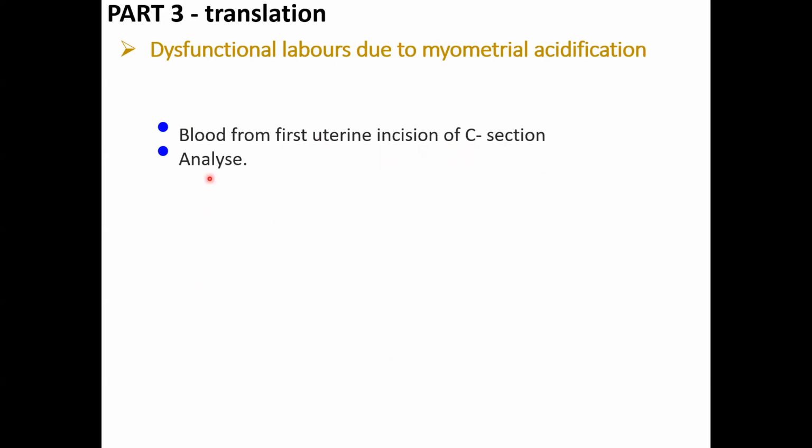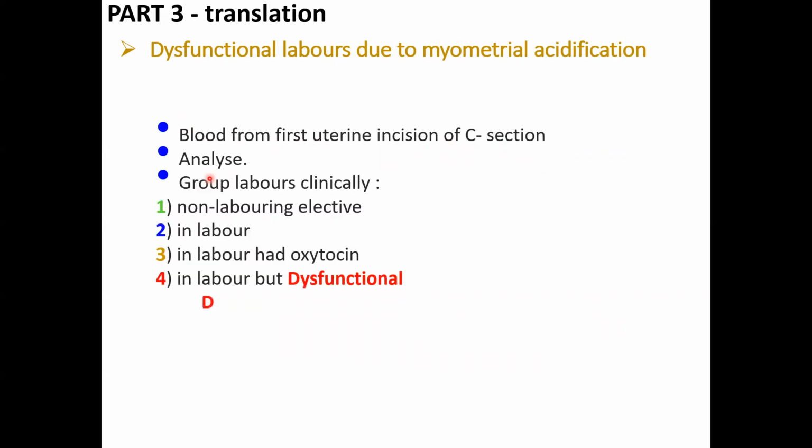So we're into part 3 of the presentation. Working with clinical colleagues, we took blood from the first uterine incision during the caesarean section. Capillary blood flows, blood is collected, analysed on the labour ward blood gas analyser, and then 2 consultant obstetricians defined what the labour was, including this group here of dysfunctionally labouring women.